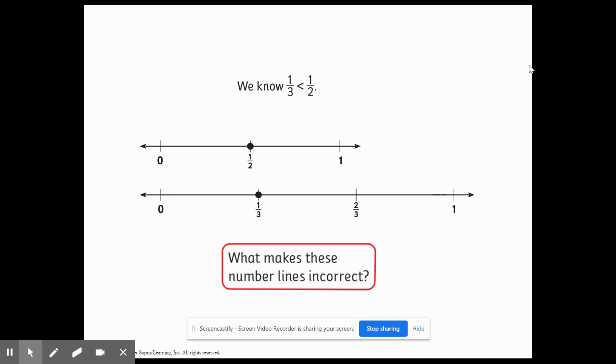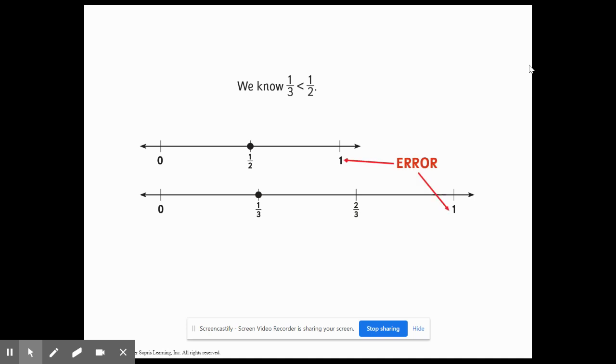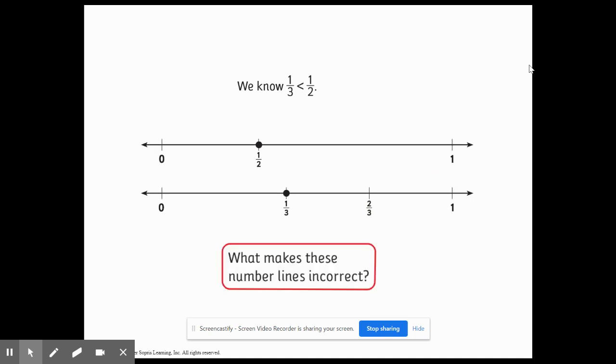What makes this incorrect? Notice that the distance between 0 and 1 is not the same for each number line. The number line for thirds is longer, so it makes the fair share segments longer than they should be, giving us an incorrect representation.